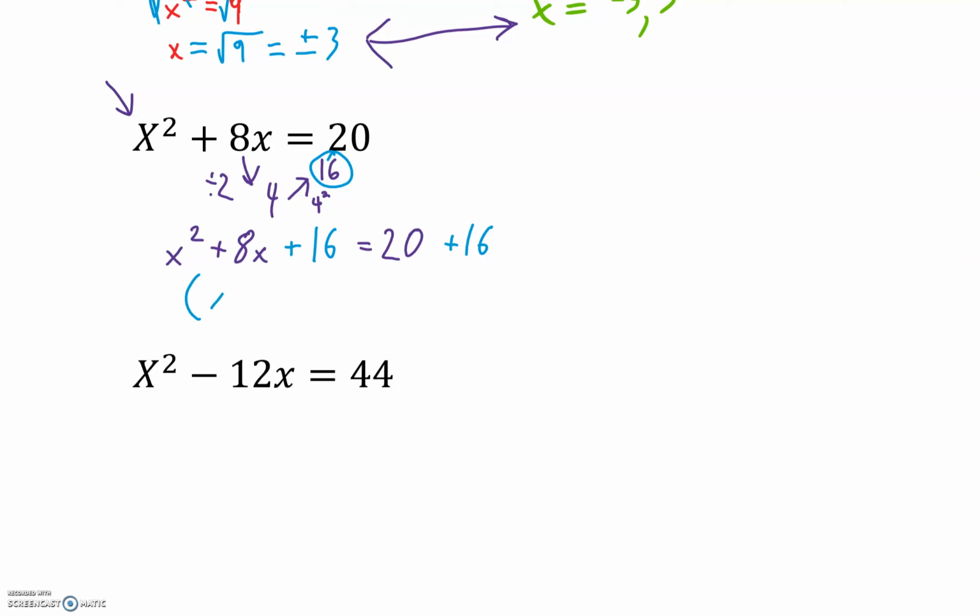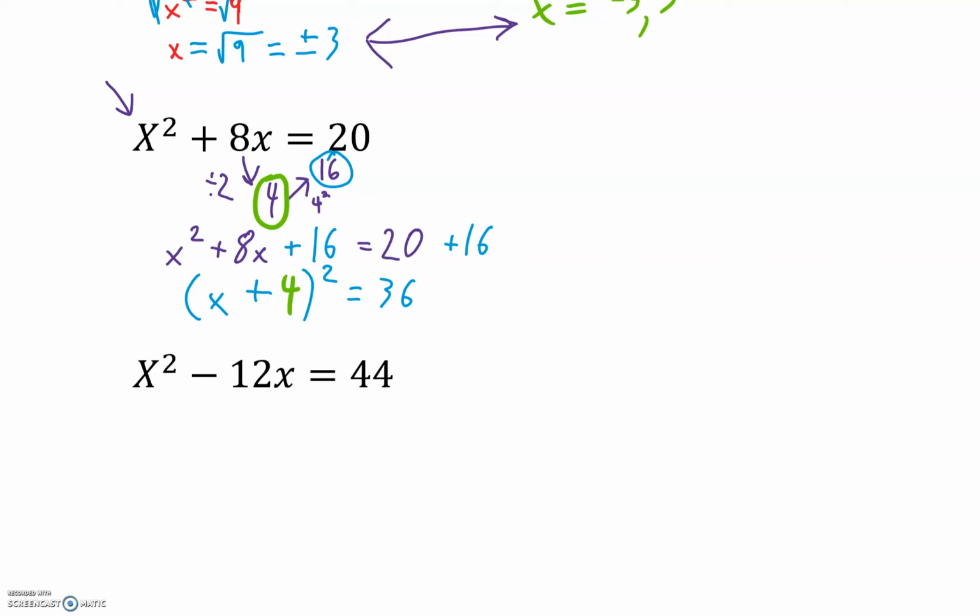rewrite it out as x plus, and where is this coming from? There's a 4. Where is that coming from? Right here. So x plus 4 squared equals 36. So that's 20 plus 16. Okay, and now we're just solving for x.